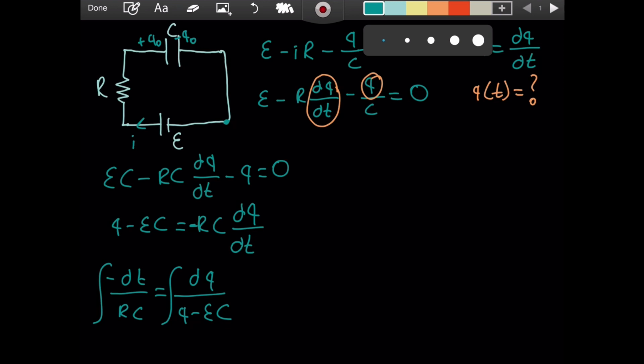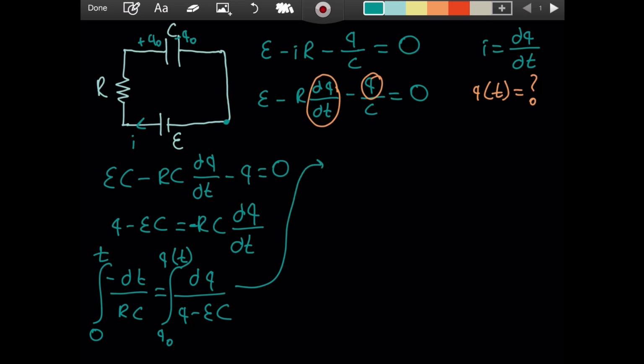So the left is obvious. It is from 0 to time t, any time. And on the right, we will start from an initial charge, q naught, and we want to find q at any time. So if we continue it here, the left side will be negative t over RC. The boundaries are very easy to evaluate. When we plug in 0, we get 0. So this is what we are left with.